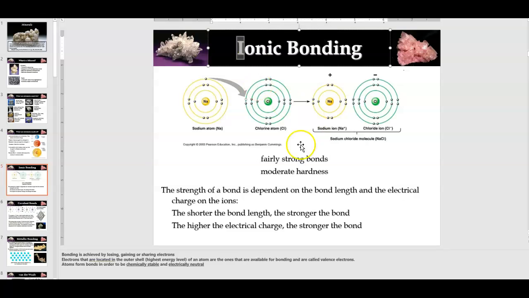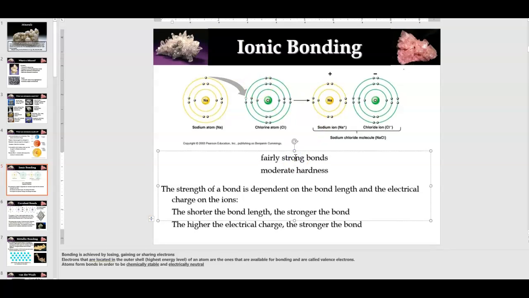And so these are fairly strong bonds, but they only have moderate hardnesses because you can break them apart quite easily. For example, sodium and chloride, it's easy to break apart. That's basically salt, right? And the way to do that would be just to add water. And the water, because it is a polar bond, will separate these two and they go apart.